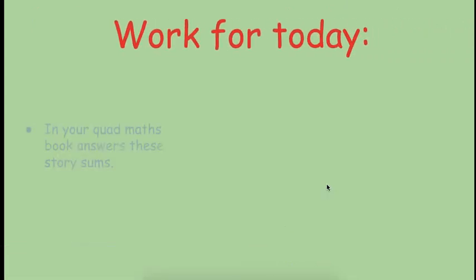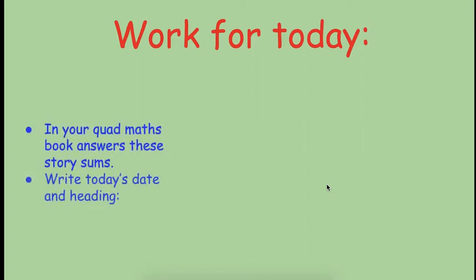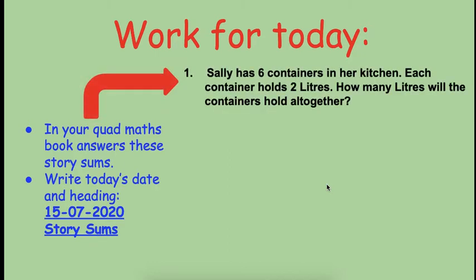Okay, so your work for today. In your Quad Maths book, you're going to answer these story sums. You're going to write today's date and heading, which is the 15-07-2020. Underline it, and your heading is story sums. And these are your story sums that you are going to answer in your Quad Maths books. And I have to see all 3 steps. So first drawing your picture or writing your sum, working your sum out, and then writing an answer sentence.